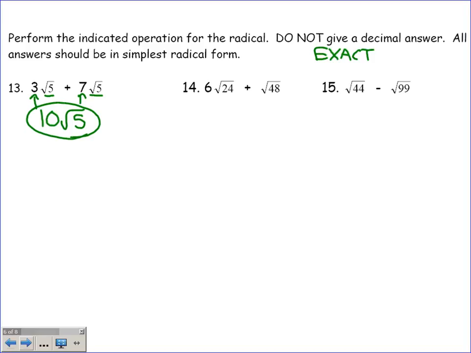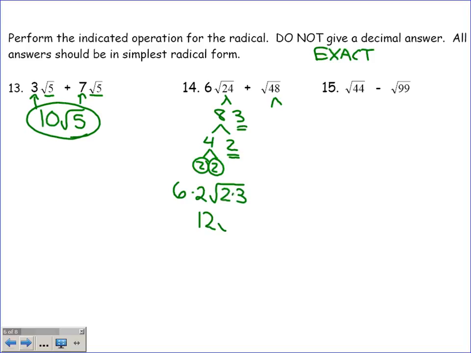Number 14 is going to be a little bit more work because we need to break these down. And then again, if they are exactly the same, then we'll be able to continue from there. This becomes 8 and 3, which is 4 and 2, 2 and 2. This would say we have a 6 on the outside. If there's any pairs, there's a pair of 2's. So we'll say times 2. See what's left over. We have a 2 left over as well as a 3 left over, so we'll leave those there. This would be a 12 times the square root of 6 right there.